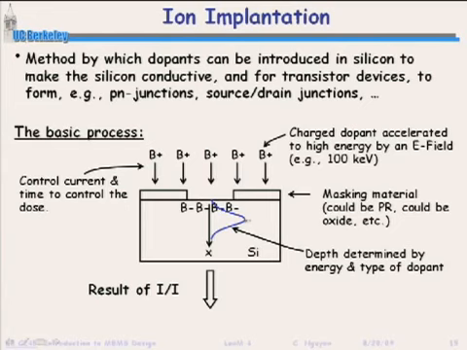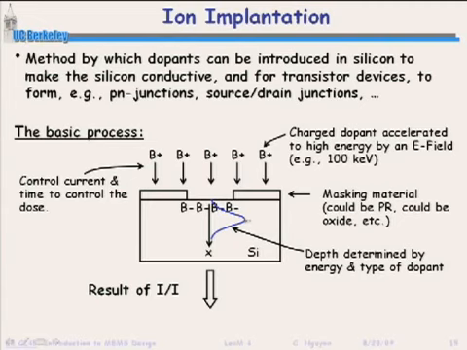You have charged dopant accelerated to high energy by an E field. Possible energies could be 100 kiloelectron volts or something like that. You can control the current and the time to control the dose. Right? There are ions moving, so you can think of it as a current being sent into the substrate. You have some kind of masking material that doesn't let the ions through. And then you have the silicon where the ions get through, and the depth is determined by the energy that you give the ions and the type of ions they are, the type of dopant that you have.